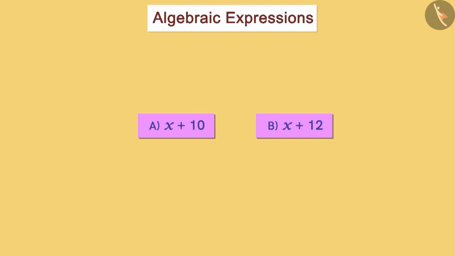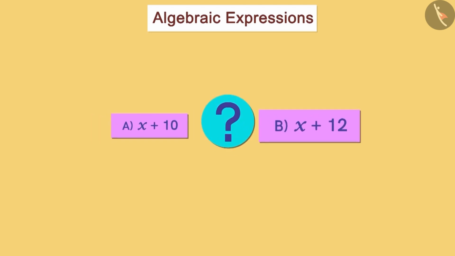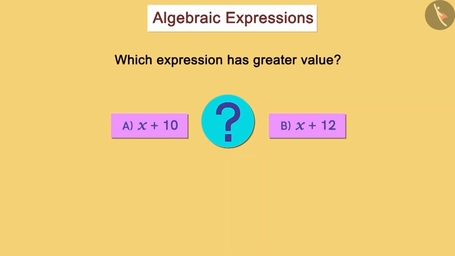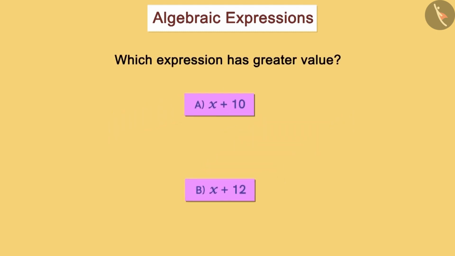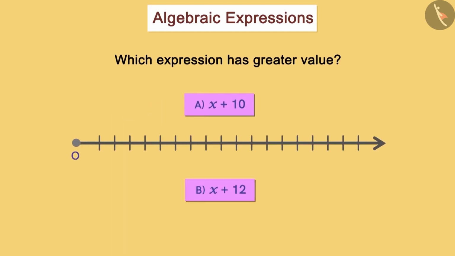What do you think? Expression A is greater than B or B is greater than A? The easiest way to find this is to use the number line. Yes, we can represent an expression on the number line. Let's represent the sum of x and 10 on the number line. Let us assume that variable x is positioned here on the number line. Therefore, x plus 10 will be positioned 10 units ahead of x. Let's represent x plus 10 with the letter P.